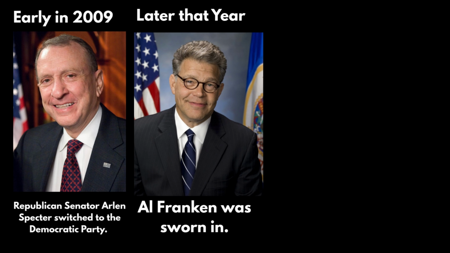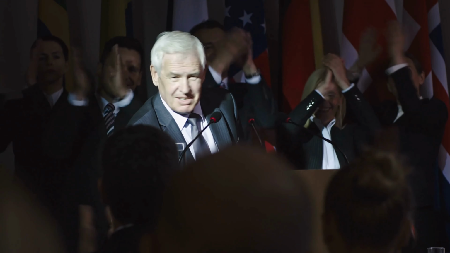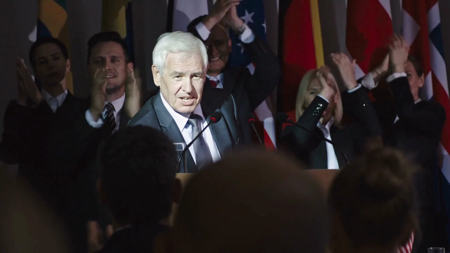Early in 2009, Republican Senator Arlen Specter switched parties. Later that year, after a long recount, Al Franken was sworn in. Together, these changes brought Democrats to 60 seats during the 111th Congress, enough to overcome a filibuster. This was a rare moment in American history, a moment when one party had the power to attempt sweeping reform. But their grip on 60 votes was dangerously fragile.